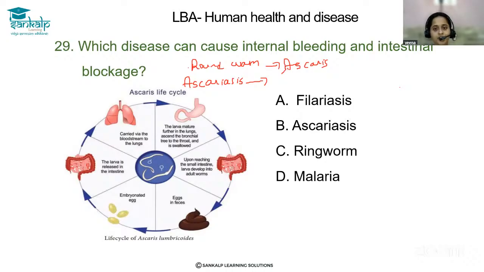Here it is going to block the small intestine, and due to that it causes internal bleeding, due to the multiplication of this roundworm. It is causing intestinal blockage, and that causes the internal bleeding and intestinal blockage. Okay, so the correct answer here, dear student, is option B, that is ascariasis, the disease that is causing the intestinal blockage and internal bleeding.